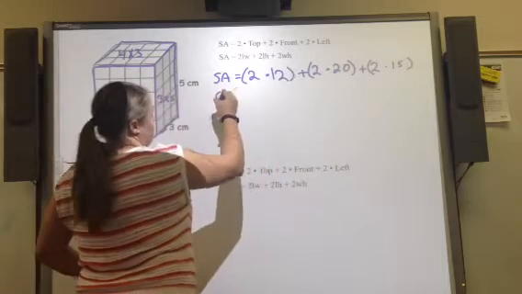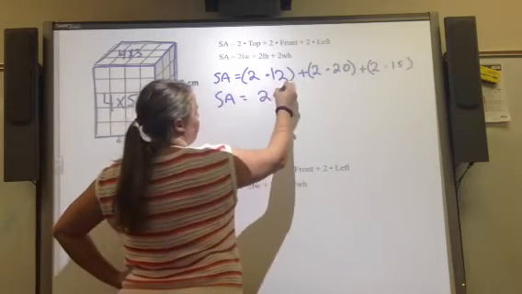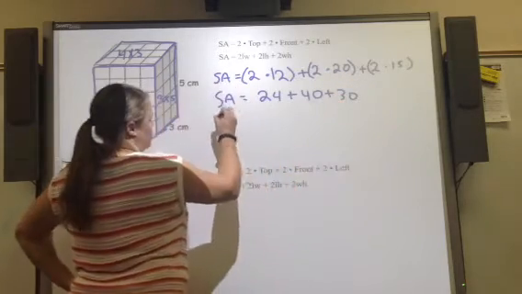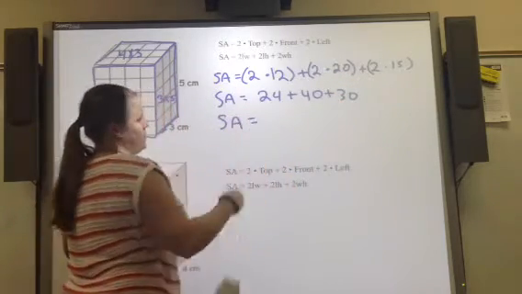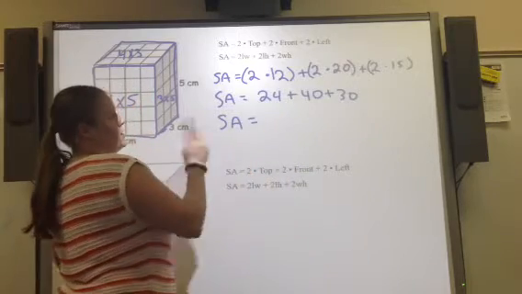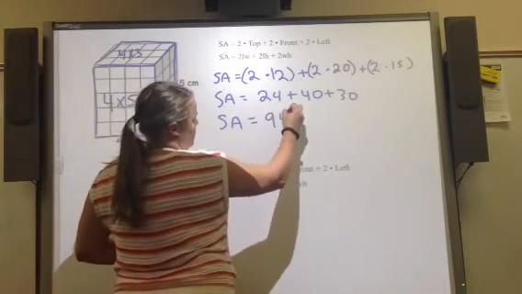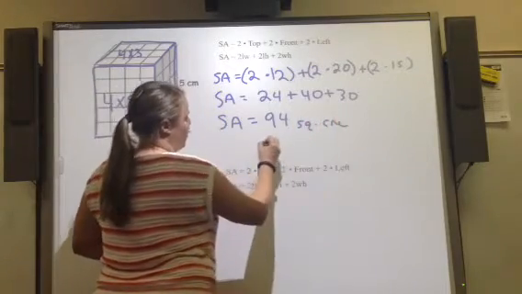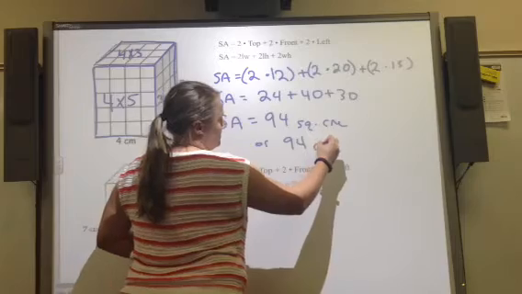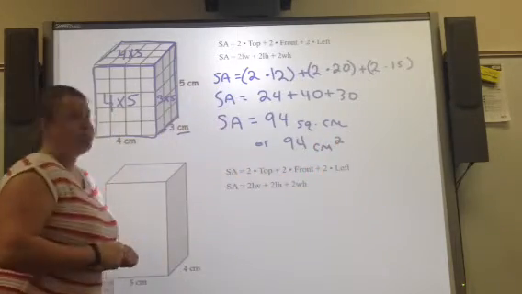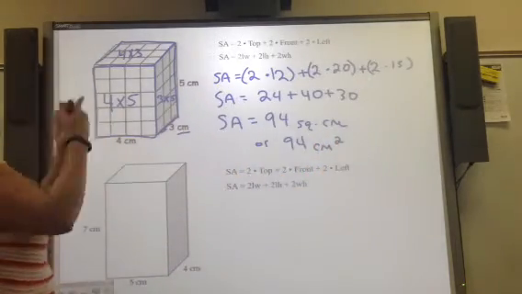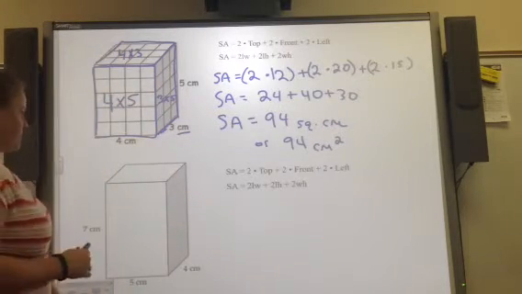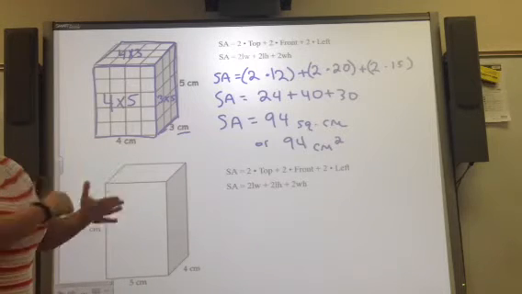And when we multiply that all out, we have 24 plus 40 plus 30 as our total surface area value. 24 and 40 is 64, plus 30 more is 94 square centimeters, or 94 centimeters squared. So that's the surface area. If we were to paint the figure, that's how much paint we would need to cover it. So again, that's covering the figure.